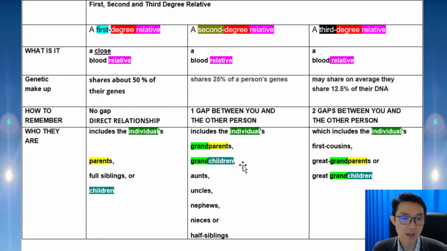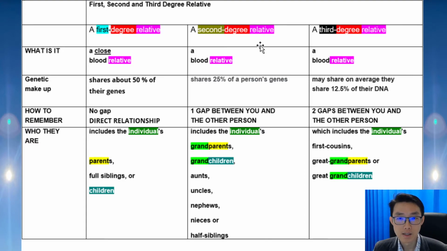In a similar way, there is a gap between you and your grandchildren. And the gap is either your son or your daughter, who is the father or mother of your grandchild. Other examples of second degree relatives include your uncles, your aunties, your nephews, your nieces, or your half-siblings.